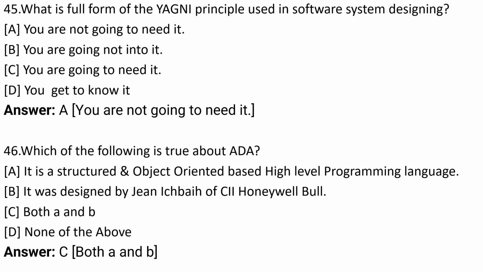Question number 46. Which of the following is true about ADA? Option A it is a structured and object oriented based high level programming language. Option B it was designed by Jean Ichbiah of CII Honeywell Bull. Option C both A and B. Option D none of the above. And the answer is option C both A and B.